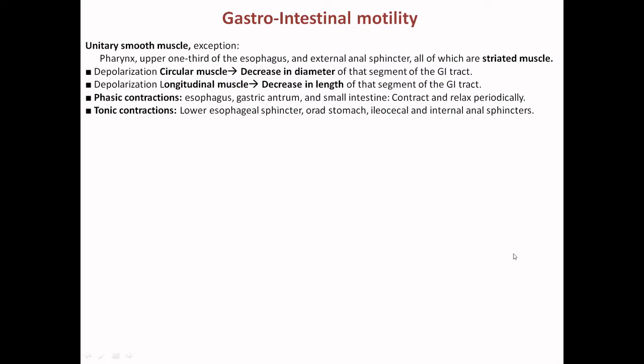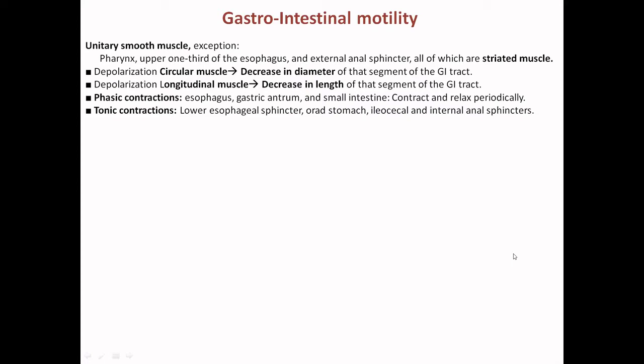In this gastrointestinal physiology, in the previous lectures we have learned the structure of the GI tract, the enteric nervous system and the extrinsic autonomic nervous system, the GI hormones, the paracrines, neurocrines. After that we are going to learn in this lecture the gastrointestinal motility.